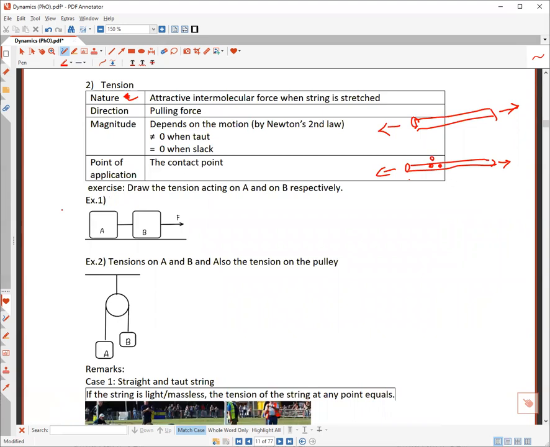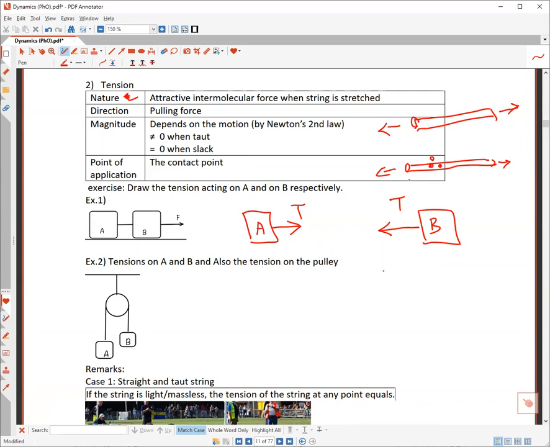The string will exert a force on object A and also object B because the string is attached to objects A and B. The force is a pulling force. So what does it mean? That means the tension acting on object A is pointing away from object A. The tension acting on object B is pulling away from object B. So this is a pulling force. Okay? That is what it means by pulling. I hope you understand it.